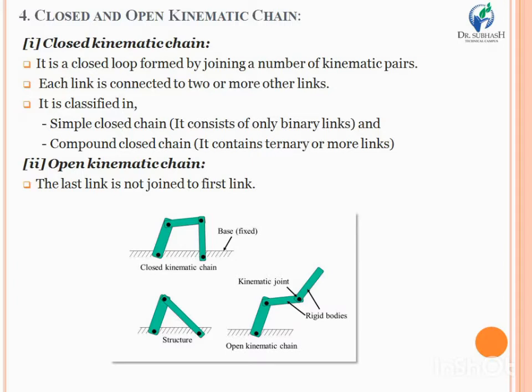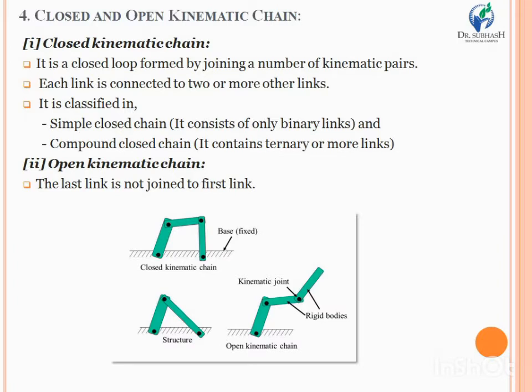The name gives the meaning of this type of chain: closed kinematic chain. That means it is a closed loop formed by joining a number of kinematic pairs in such a manner that each link is connected to other links. So if you find any mechanism, or combination of various links, in which each link is connected with the others and forms a closed loop or closed circuit, it will be known as a closed kinematic chain.